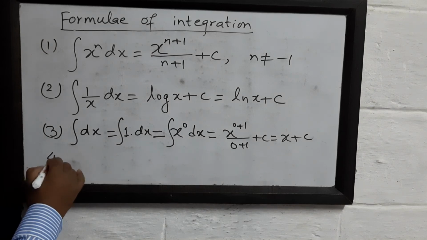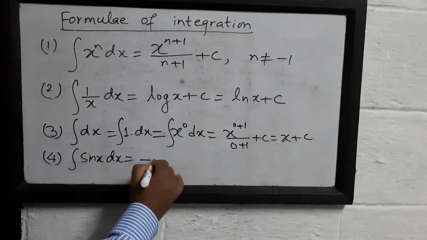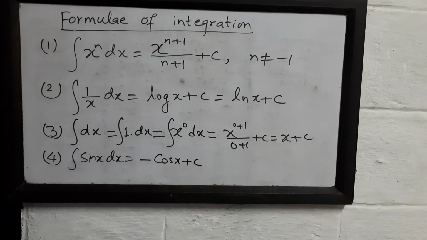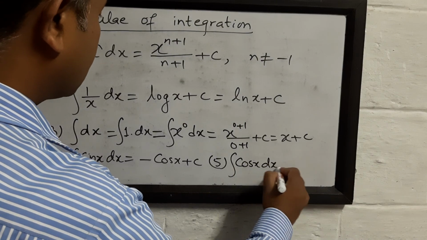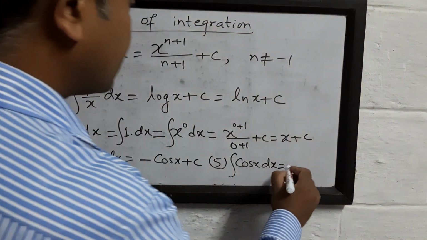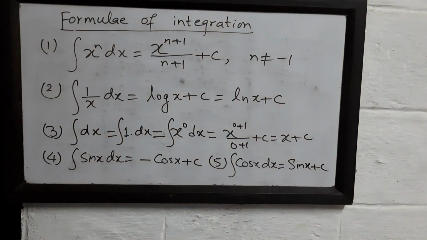And fourth, the integration of sin x dx is minus cos x plus a constant. And fifth, the integration of cos x with respect to x is sin x plus a constant. So these are the simple formulas of integration which will prepare you for learning the calculations in physics, especially in thermodynamics, and also in the calculations of chemistry, physical chemistry.